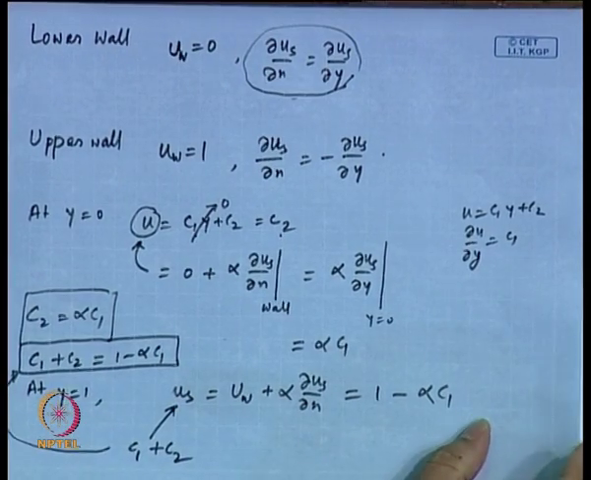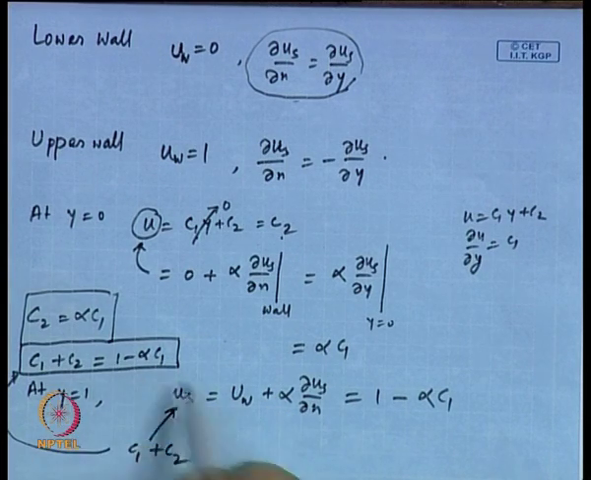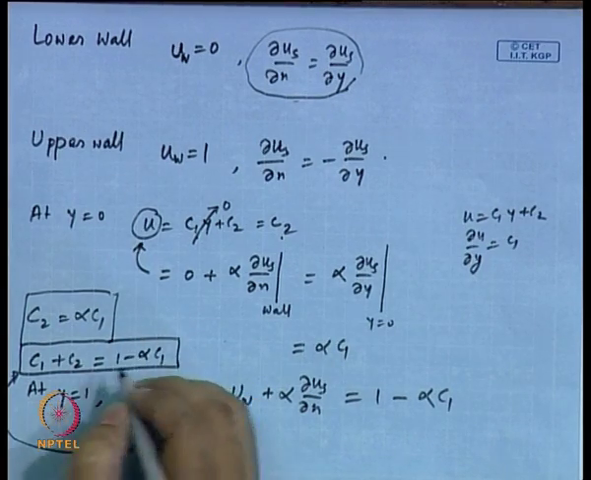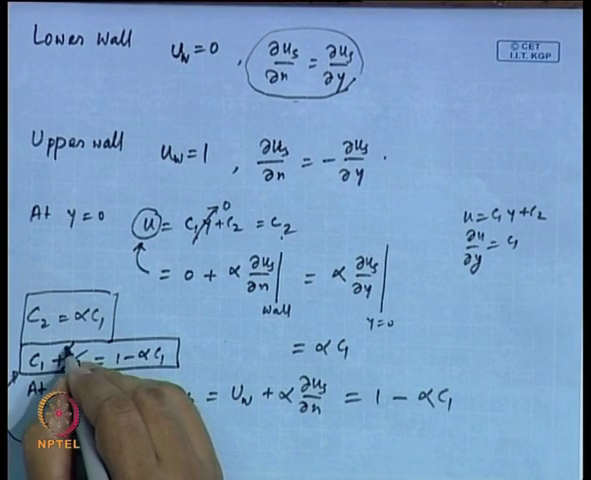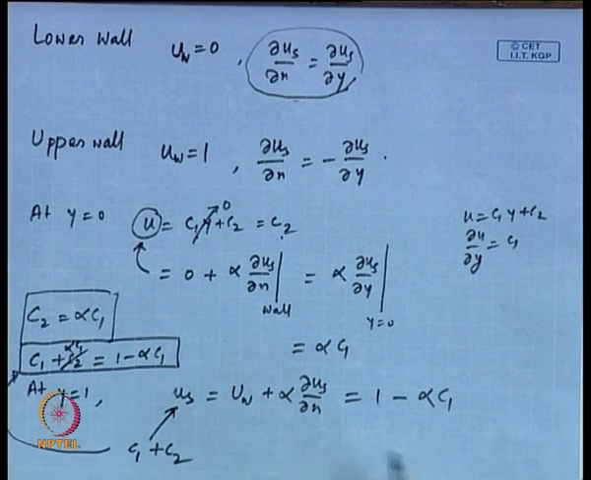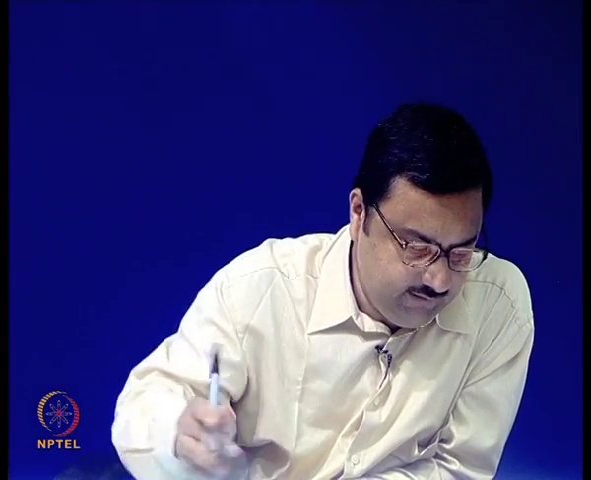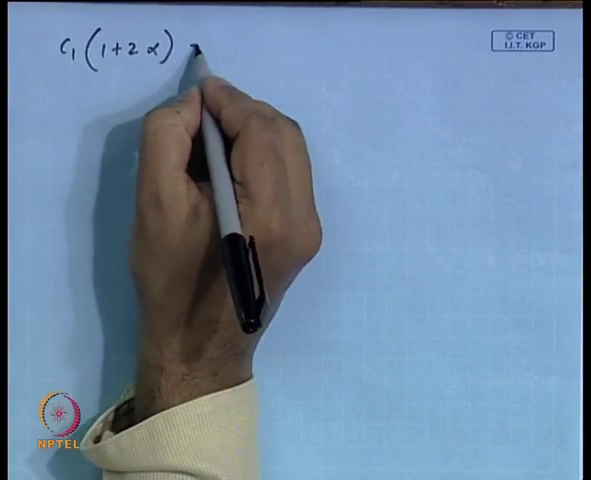Now, you solve these two expressions, C2 equal to alpha C1 and C1 plus C2 equal to 1 minus alpha C1. Solving is no big deal, because instead of C2 you can simply write alpha C1. So you basically eliminate C2, and what you end up with in that case is C1 into (1 plus 2 alpha) equal to 1.